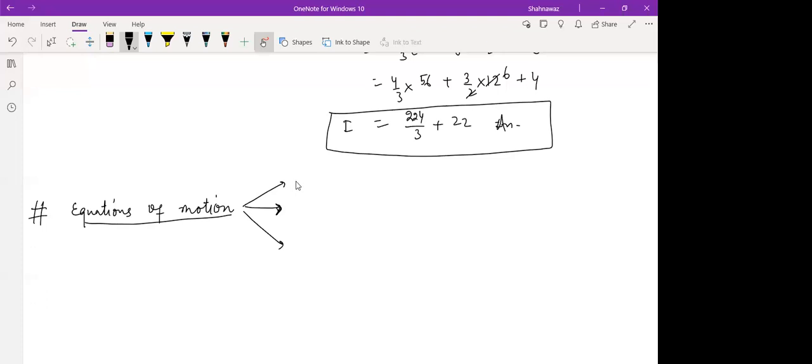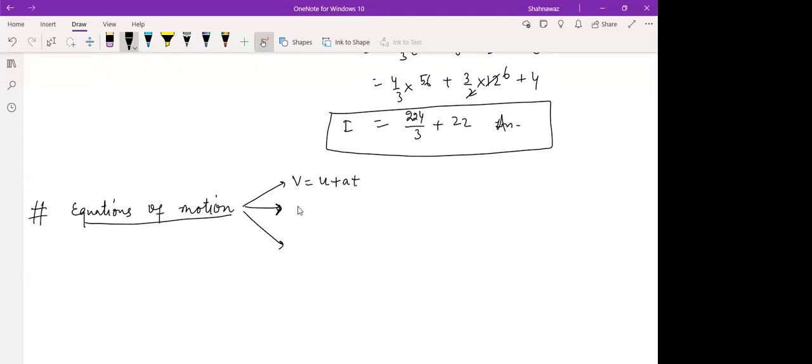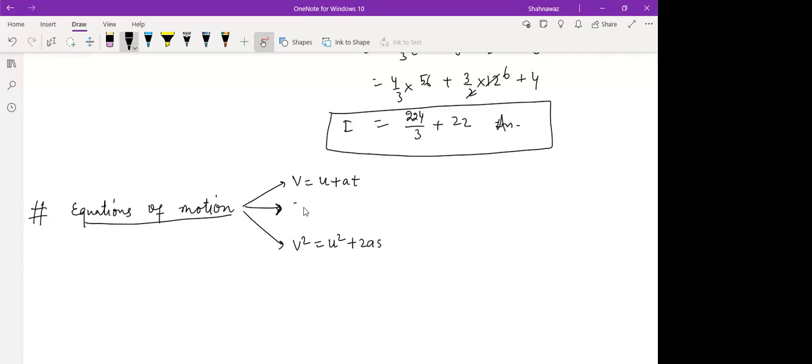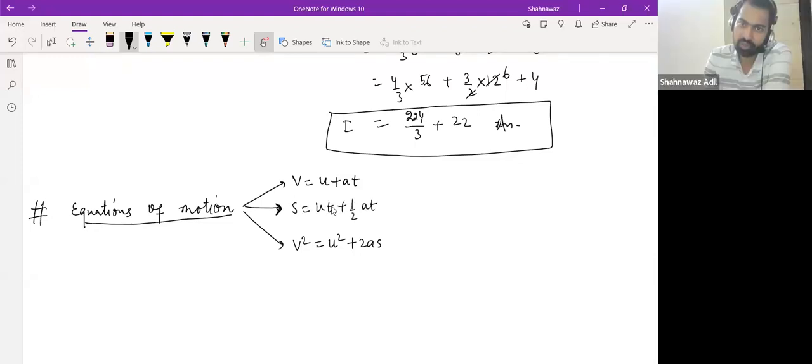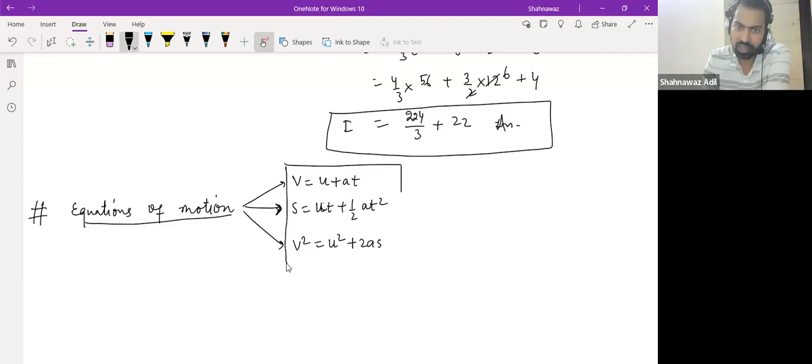Yes, sir. V is equal to U plus AT. Yes, correct. And then, V square is equal to U square plus 2AS. Yes, correct. And then I don't remember the third one. Yeah, so this is S equals UT plus half AT square. Yes. Okay, so these are the three equations of motion.